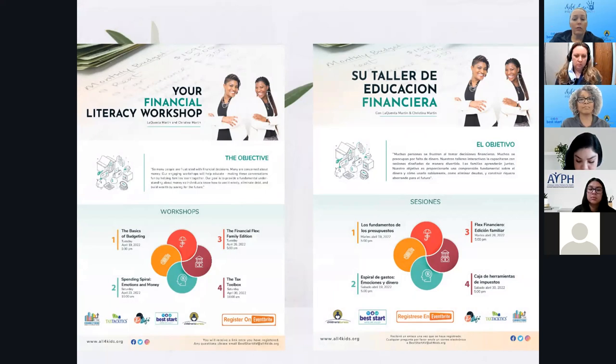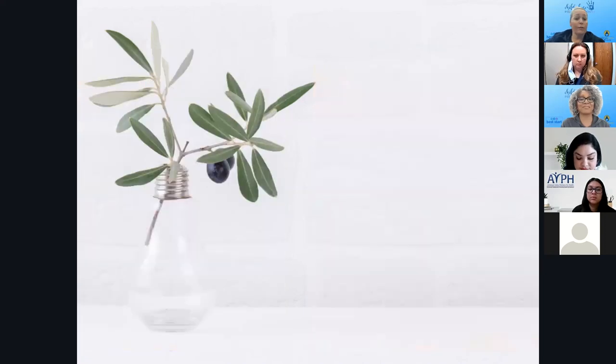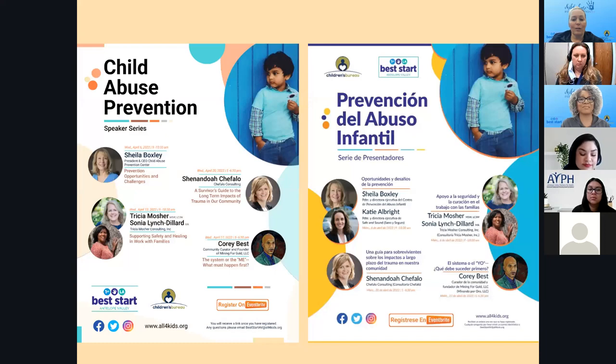They are meeting on Tuesdays and Saturdays. And this is actually our first time trying the Saturday. So if that's of interest to you, they are meeting this Saturday, the Financial Flex Family Edition. So that is for the family. And again, all of these links are embedded onto the flyer.